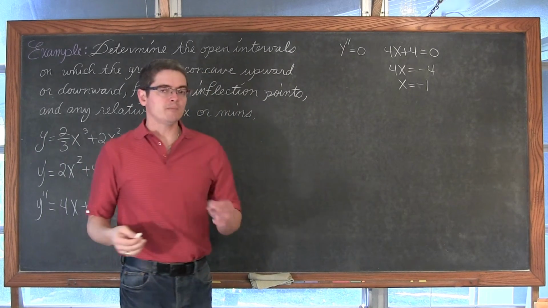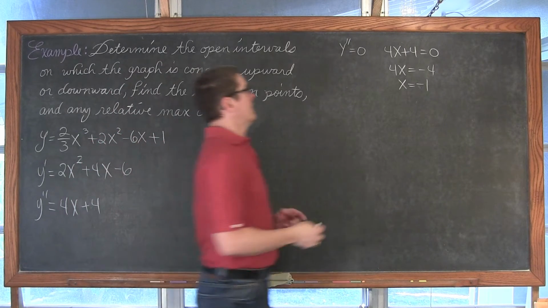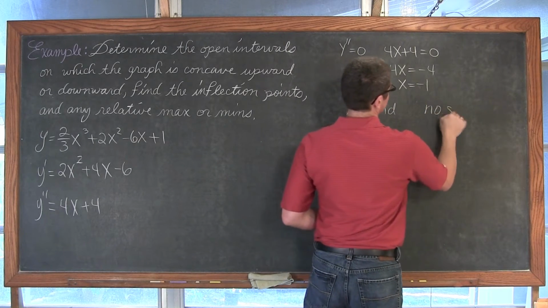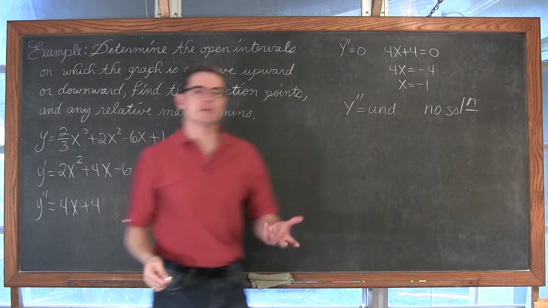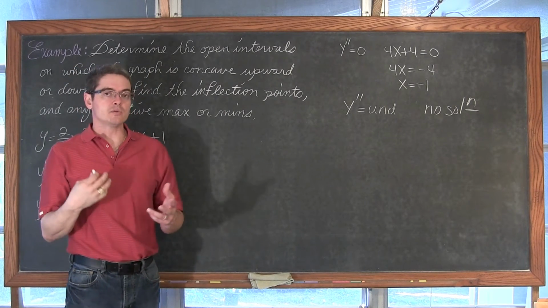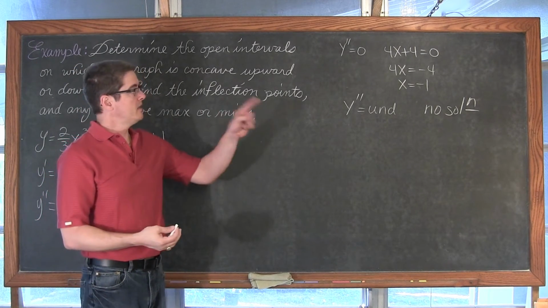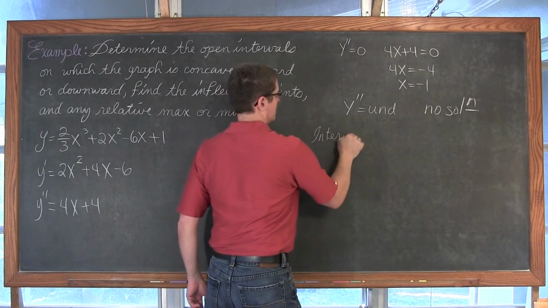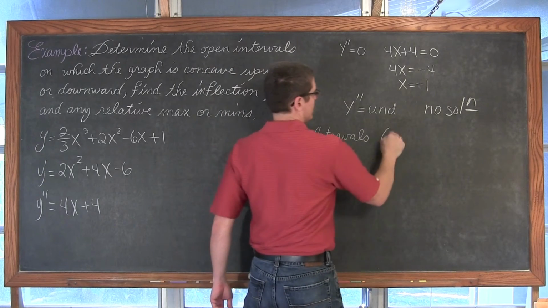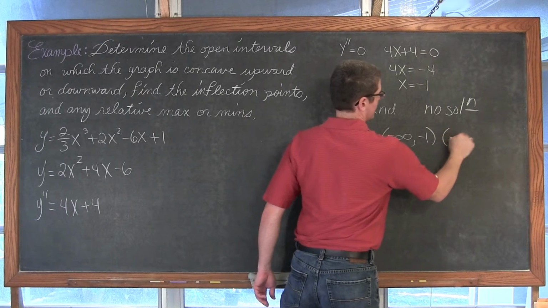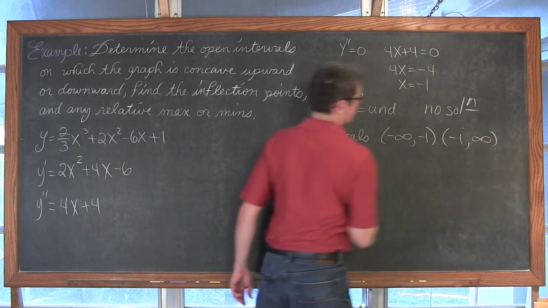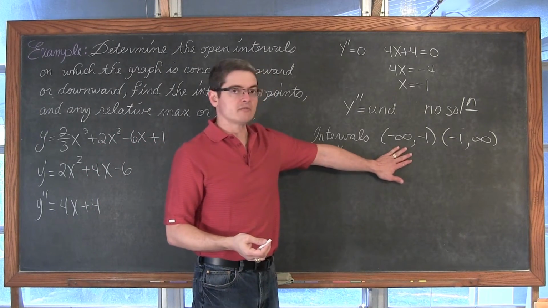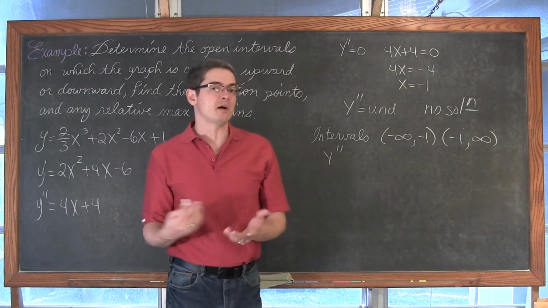Well, I also need to find out where the second derivative is undefined. And where the second derivative is equal to undefined, well, that has no solution. So the only critical value I need to use to set up my intervals to check for concavity is the x value of negative 1. So my test intervals are going to go from negative infinity to negative 1, and then from negative 1 to positive infinity. And in those intervals, I'm going to take one value from the interval, plug it back into the second derivative, and determine if it's positive or negative.